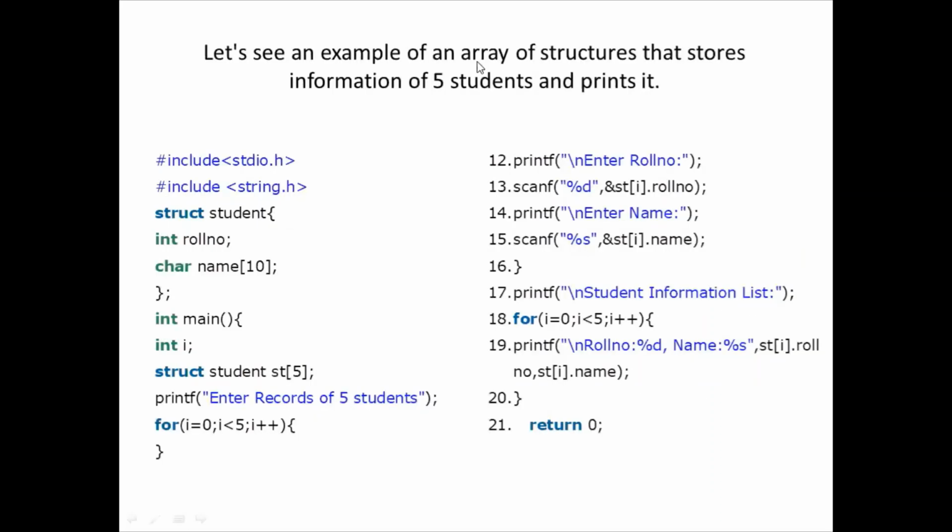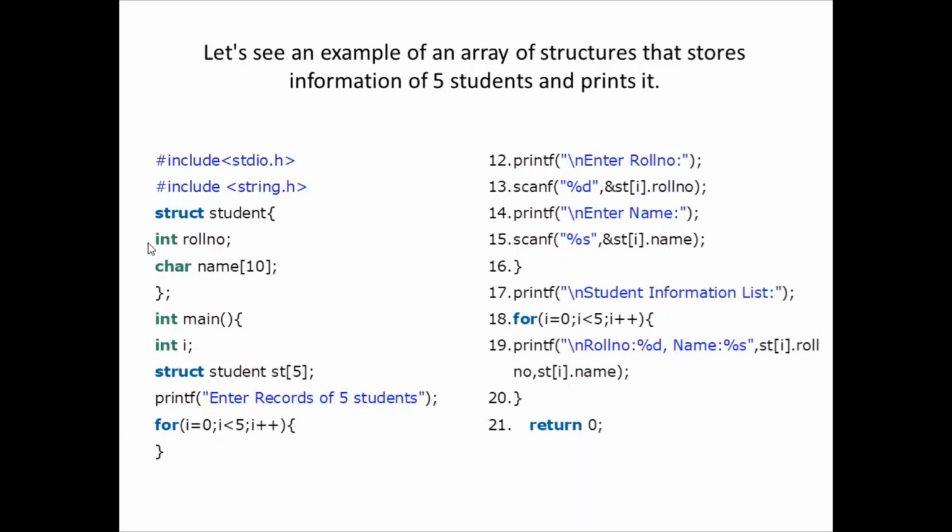So let's say an example of an array of structure that stores the information about 5 students, and we are going to print. So the structure of the student is, I'm going to store his roll number and name only. What is the name of the structure here? I have taken it as student.